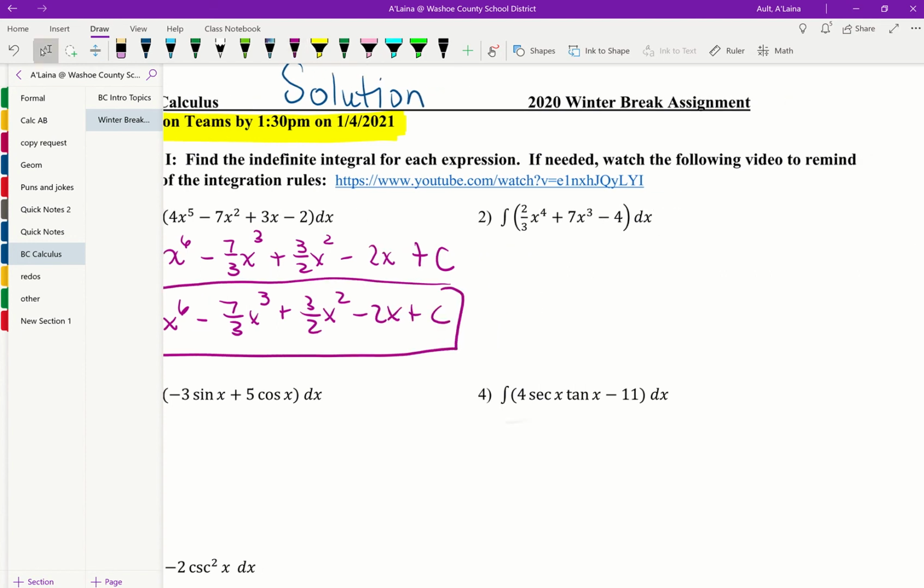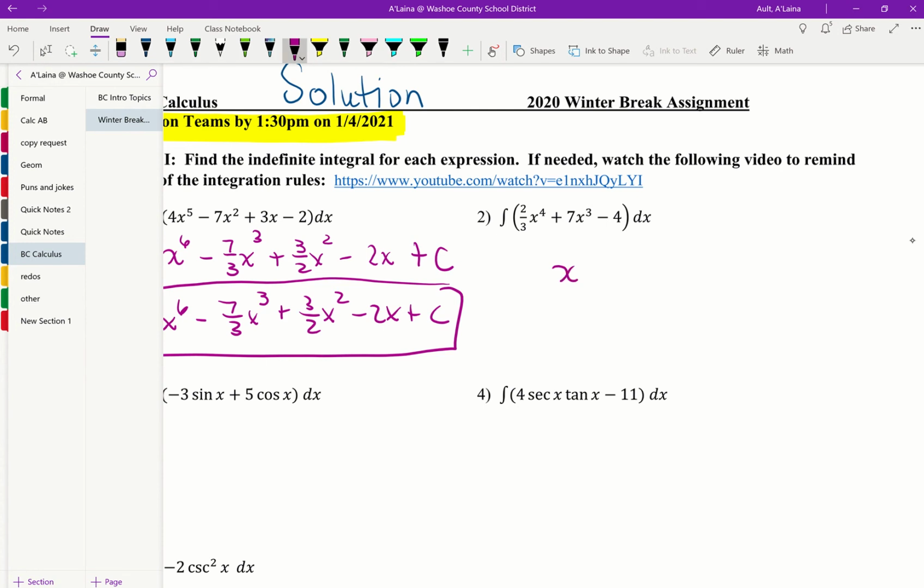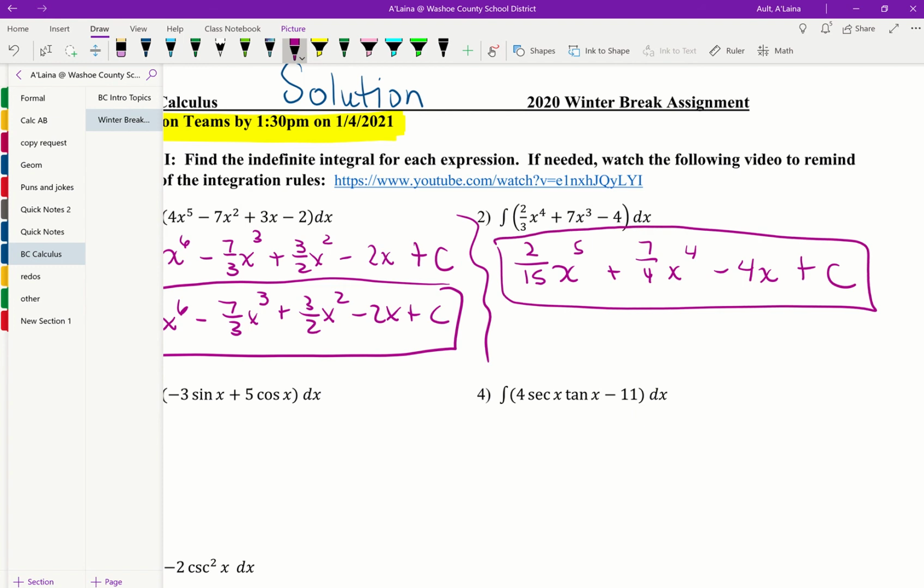Number 2, I'm again going to use the power rule. I'll add 1 to the power, and then I'll divide by that new power. So this would become a 15 on the denominator. It was previously just a 3. 3 times 5 is 15. Add 1 to the power, divide by the new power, and then if there is a constant, we need to multiply it by x. That would correctly give you a derivative back of -4, and then plus c. This one did not have any further simplification involved.